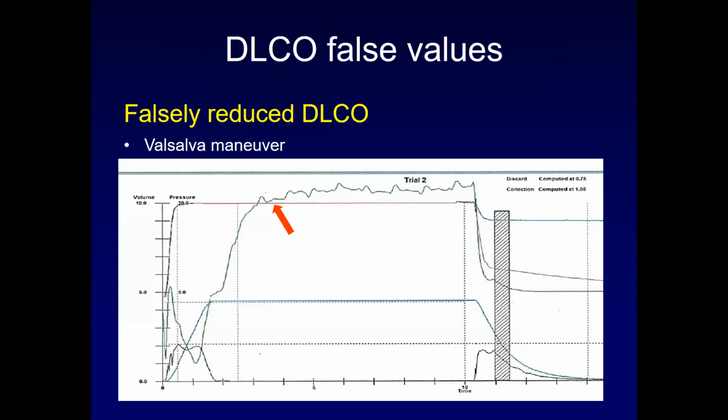So the first thing that can falsely reduce a diffusion capacity is a Valsalva maneuver. You can see here, this is the green bar that I talked about earlier. This is the pressure on the mouthpiece, and you can see that the pressure on the mouthpiece exceeds 20 centimeters of water going all the way up here. When that happens, that will increase intra-abdominal pressure, increase intrathoracic pressure, and reduce venous return. When you have reduced venous return, that will lead to a falsely lowered DLCO value.